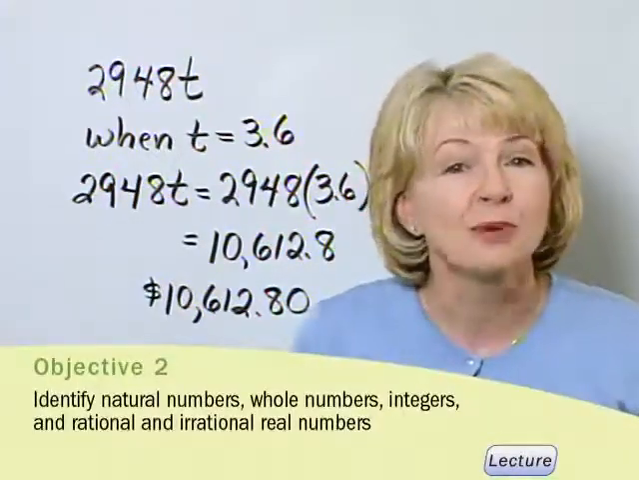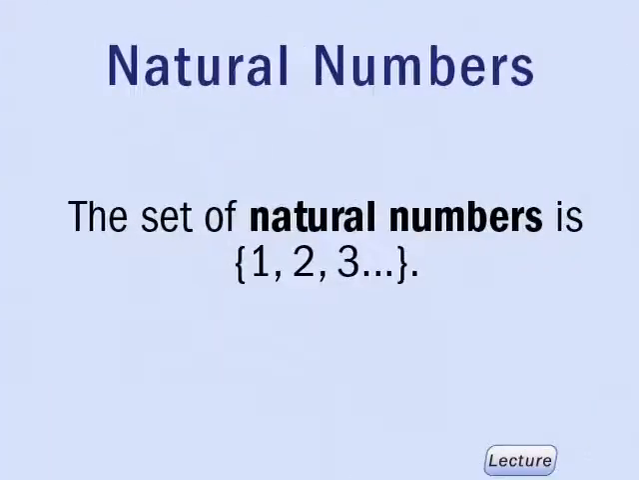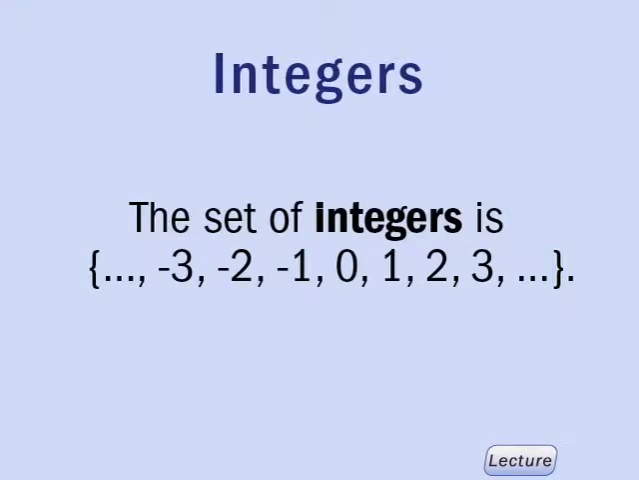Now let's look at some common sets of numbers. First, let's start with the set of natural numbers. The natural numbers is a set consisting of 1, 2, 3, and then so on in the same manner. That's what the 3 dots mean afterwards. We next have the set of whole numbers. Notice the whole numbers start with 0, and then we have the natural numbers 1, 2, 3, and so on in the same manner. Then we have the set of integers.